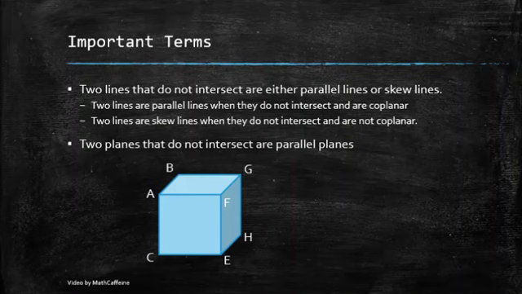An example of this would be line AC and line EH. They do not share a plane, and when you extend their lines, they will never intersect.